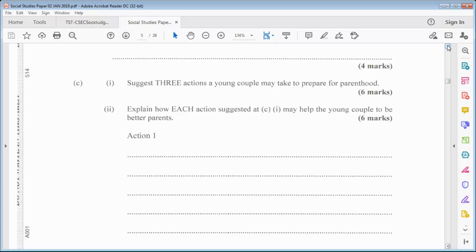So those are the three actions, and we have nicely explained them. Being prepared physically, that is maturity and health. Physically means the mother must prepare her body and her health must be intact. Action 2, adequate economic financial resources. And action 3, emotional and psychological readiness. So those are three actions that a young couple may take to prepare for parenthood, and we have nicely explained them. So we have come to the end of question 1 on the family.